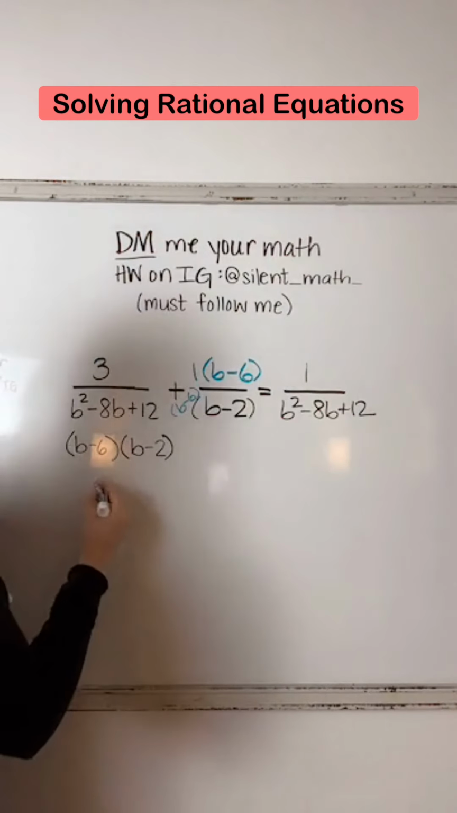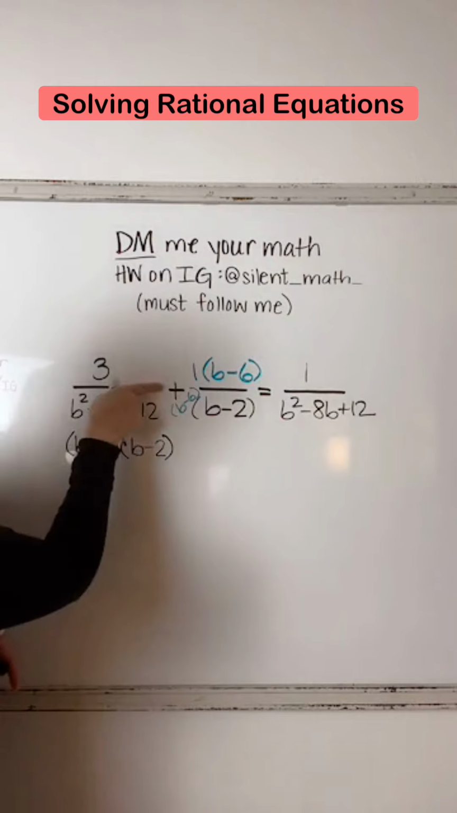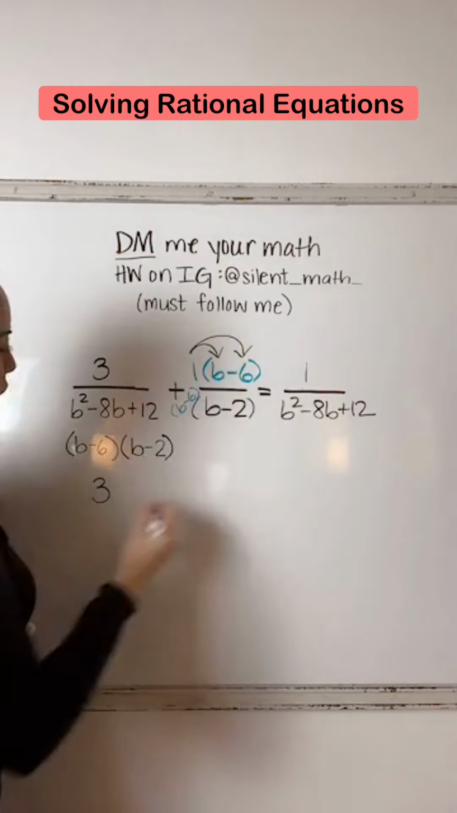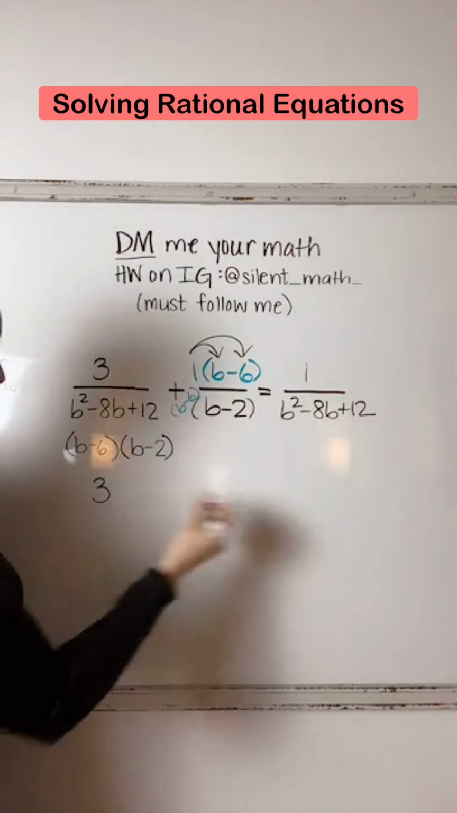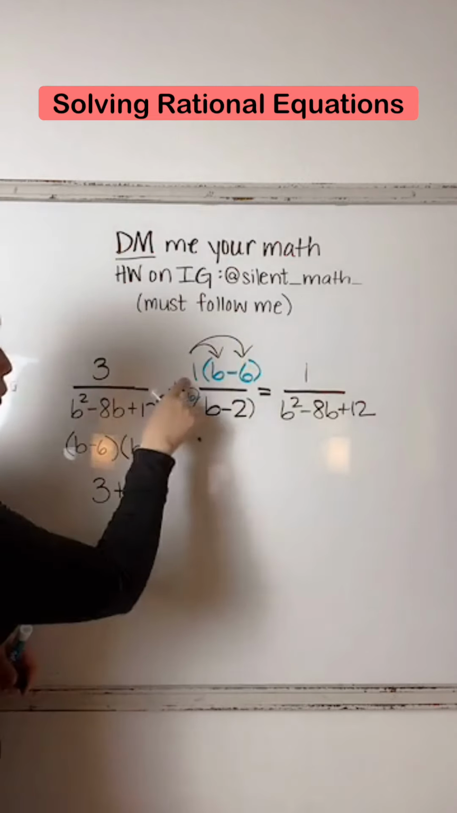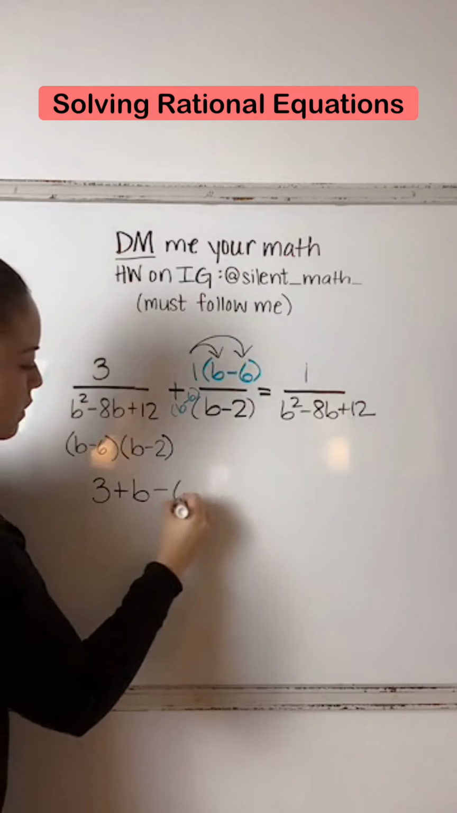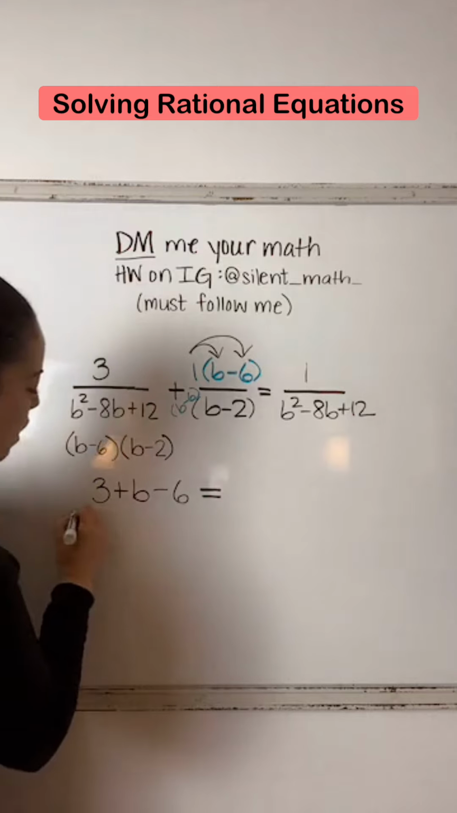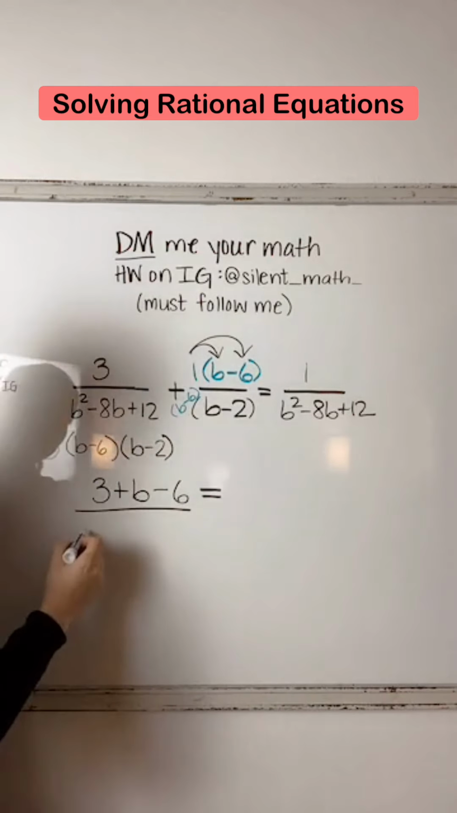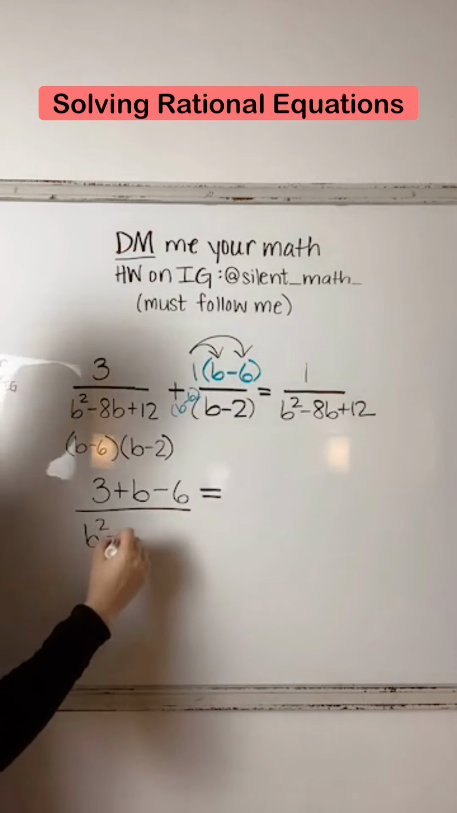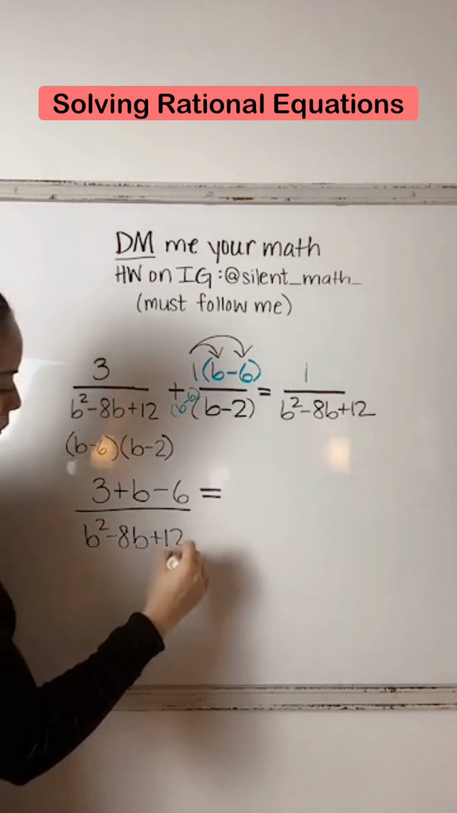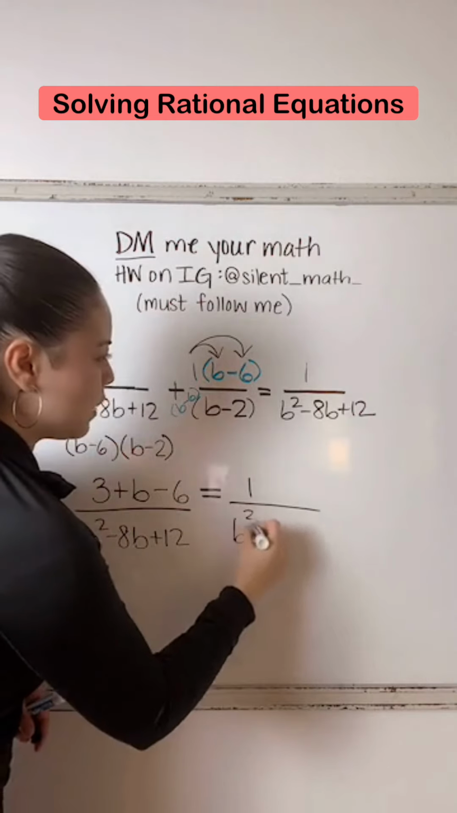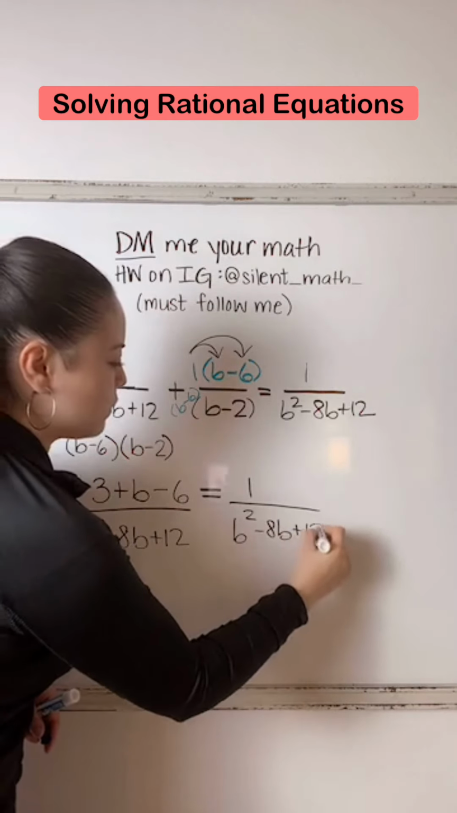So we're going to put 3 plus 1, and now we have to distribute the 1 to each term. So 3 plus, 1 times b is b, so plus b, and 1 times negative 6 is negative 6, equals, keep in mind that this is all over this denominator, b squared minus 8b plus 12, equals this part: 1 over b squared minus 8b plus 12.